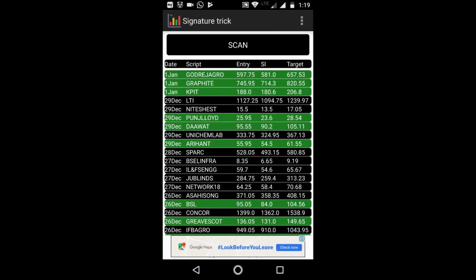Once you scan the strategy, all these stocks have been scanned and filtered over here. There are certain color markings over here. The green means the entry is already executed, and the black means the stock has been filtered but the entry is not yet executed.